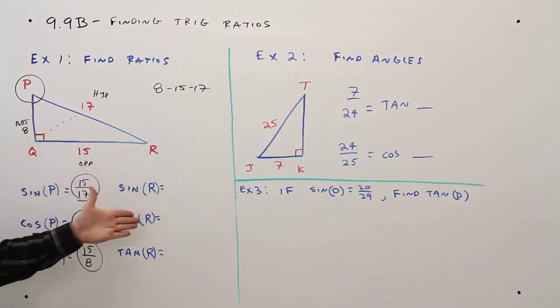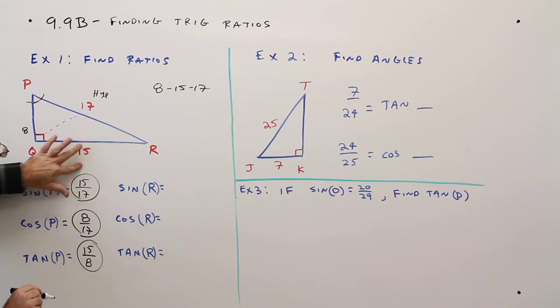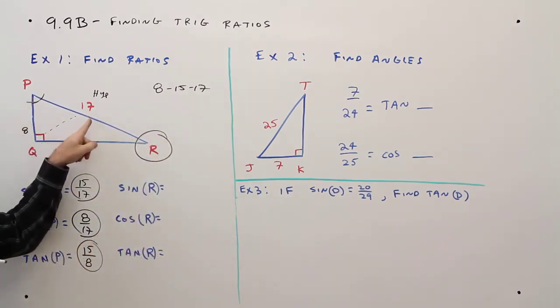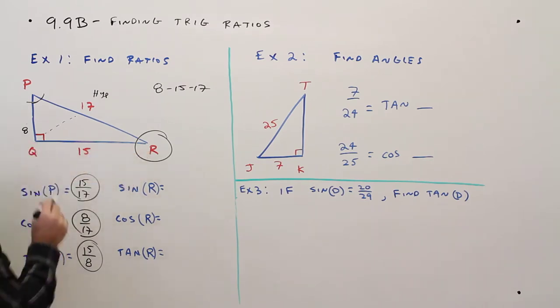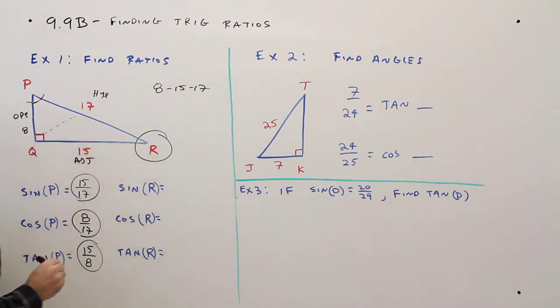Okay, now these talk about angle R. So I will now make angle R my reference angle. Again, the hypotenuse is always opposite the right angle. That doesn't change. But now this side is the opposite, and this side is the adjacent.